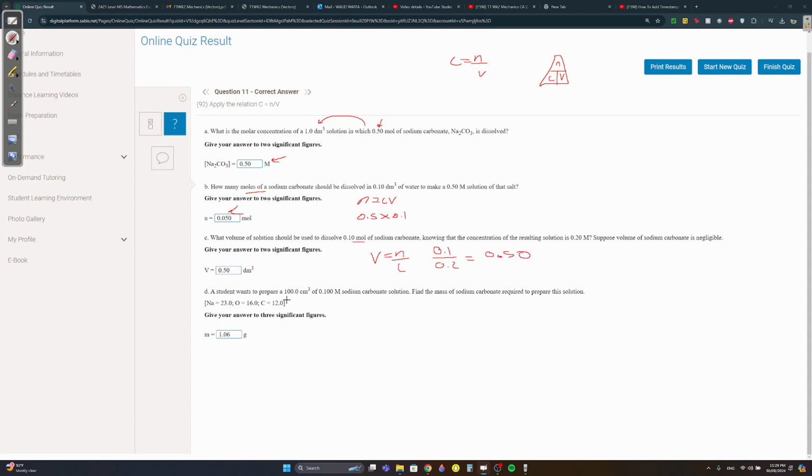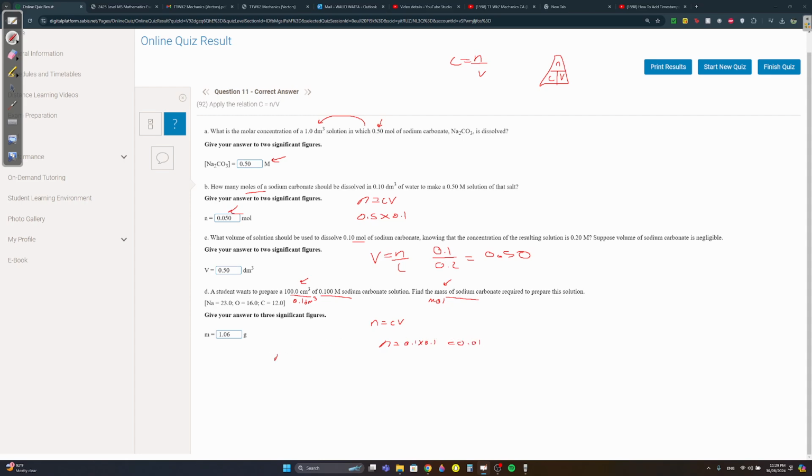A student wants to prepare a solution. They gave you volume in cm cube and concentration, find the mass. First, to find the mass you need the moles, right? And we know that the moles is N equals CV. But be careful, they gave it in cm cube. We need it in dm cube. To convert from centimeter cube to dm cube, you divide by 1000. So it will become 0.1 dm cube. So my N will be 0.1 times 0.1, which is 0.01. This is my moles.